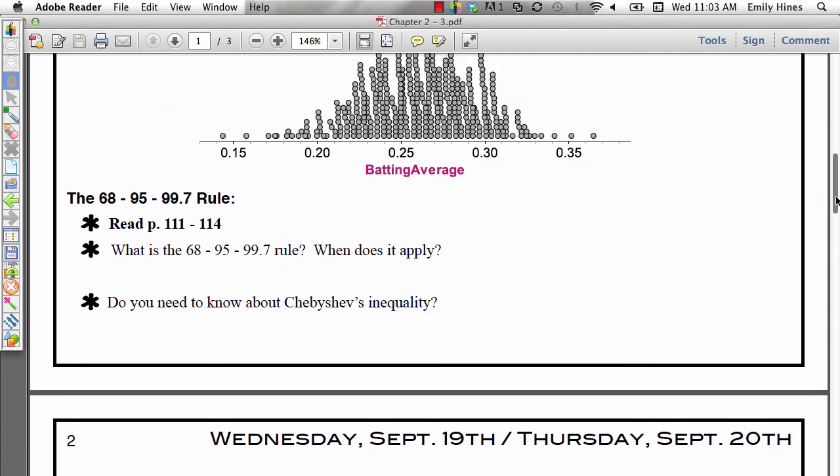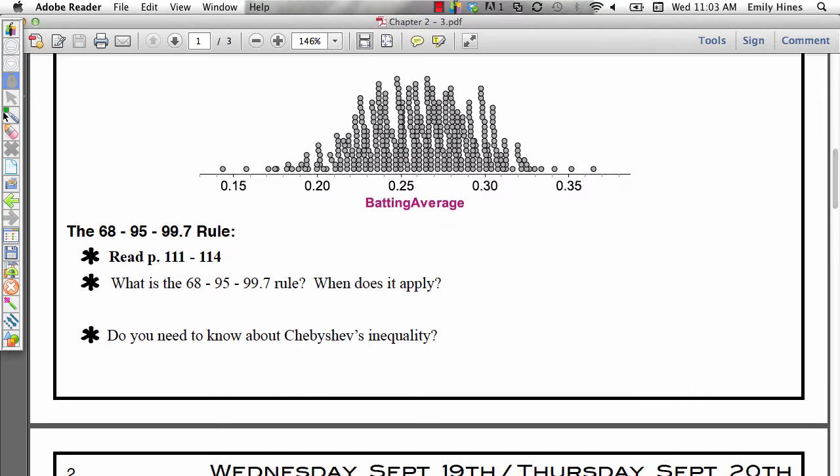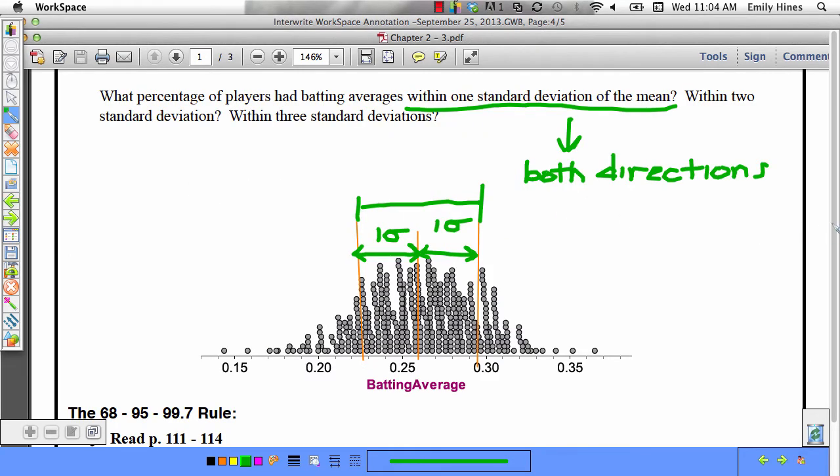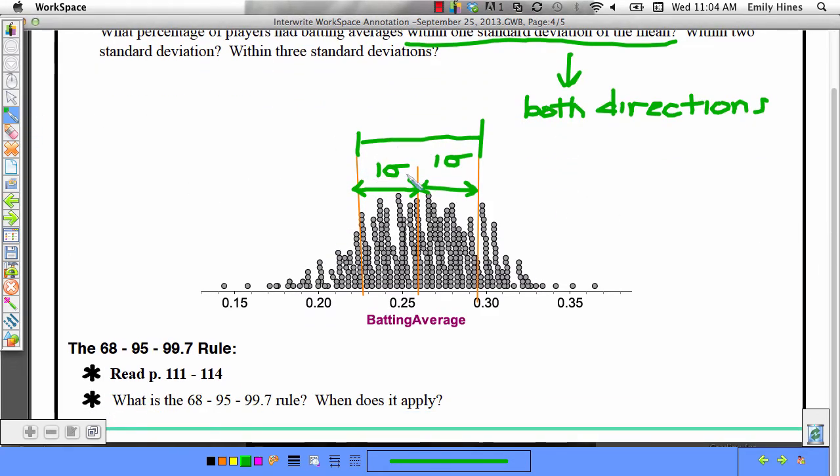The 68, 95, 99.7 rule, which is also called the empirical rule, is a way of estimating what percentage of points are within so many standard deviations. So if I look at my graph here, from 1 standard deviation below to 1 standard deviation above, 68% of the points. That's what the 68 in this rule is, that 68% of your data is from this to this.